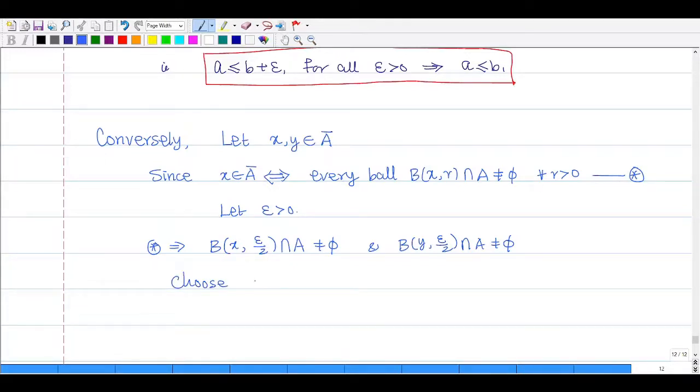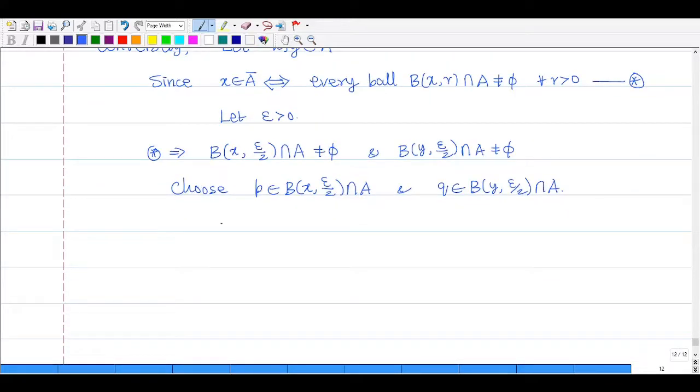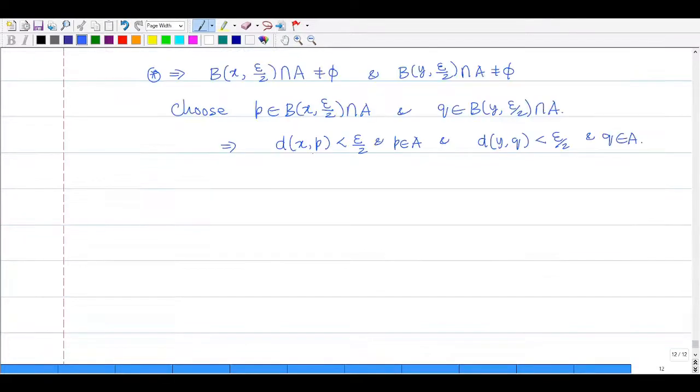So choose p. I take an element p belonging to the ball with center x radius epsilon by 2 intersection with the capital A, and from the other I take an element q belonging to the ball with center y radius epsilon by 2 intersection with the capital A. Then the distance between x and p is less than epsilon by 2 and p belongs to A. And the distance between y and q is less than epsilon by 2 and q belongs to A.